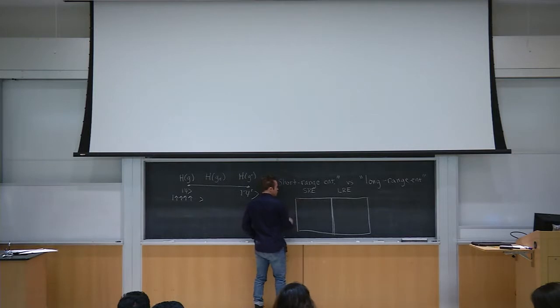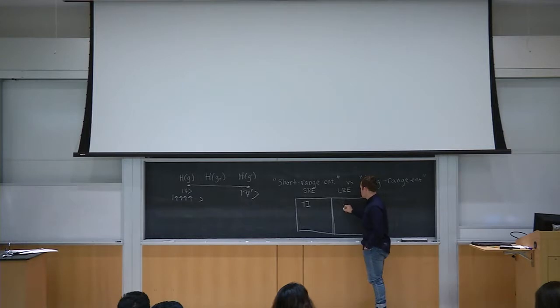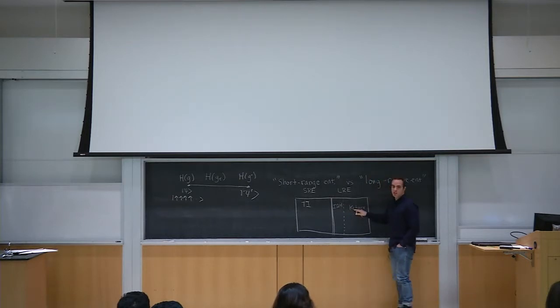So an example of a short-range entangled phase is a topological insulator or a band atomic insulator. So I'll say TI, for instance. And two different examples of long-range entangled phases are, say, the Kitaev model. But another example, according to this definition, is the integer quantum Hall effect. So both of these are actually long-range entangled.